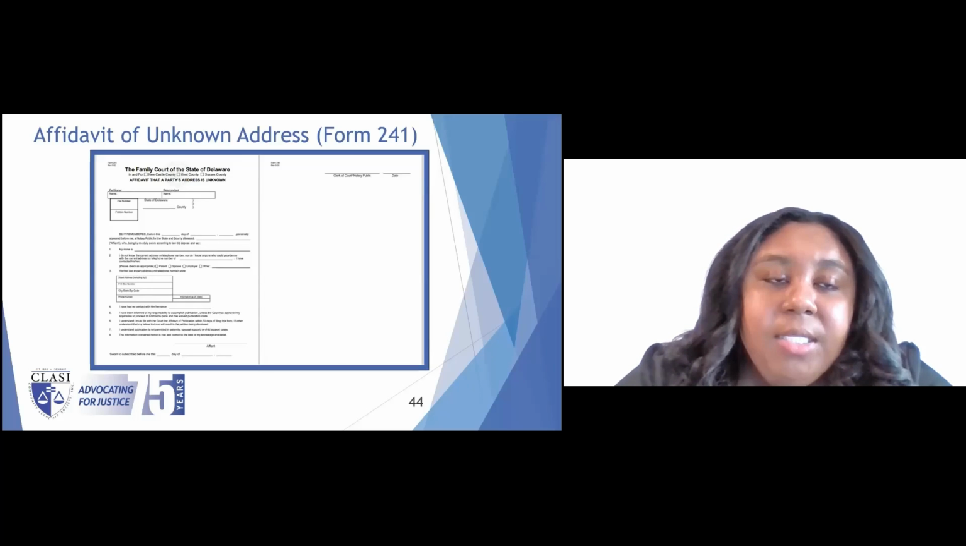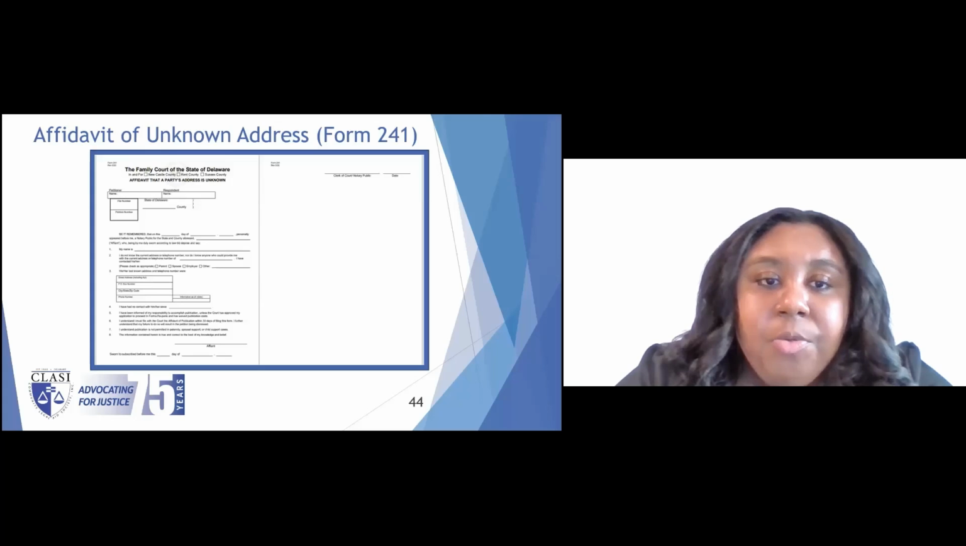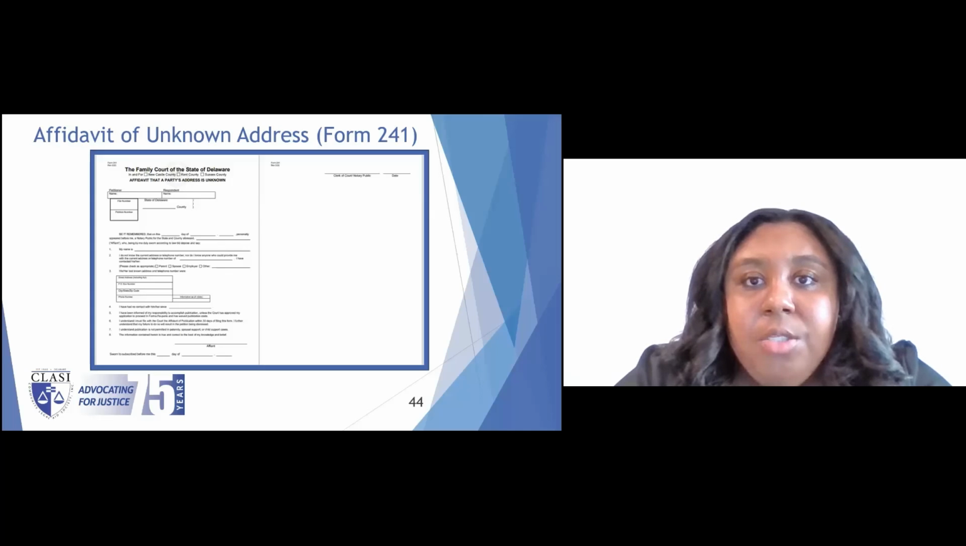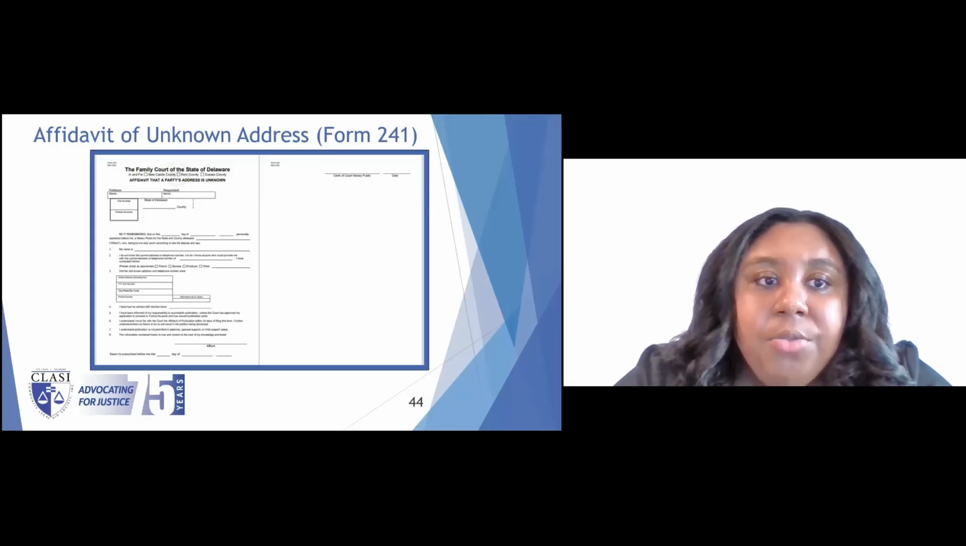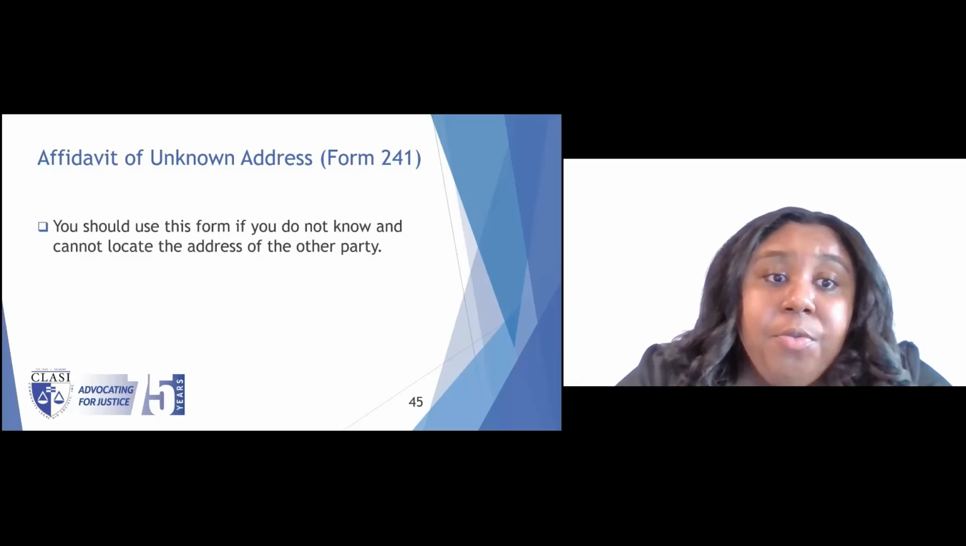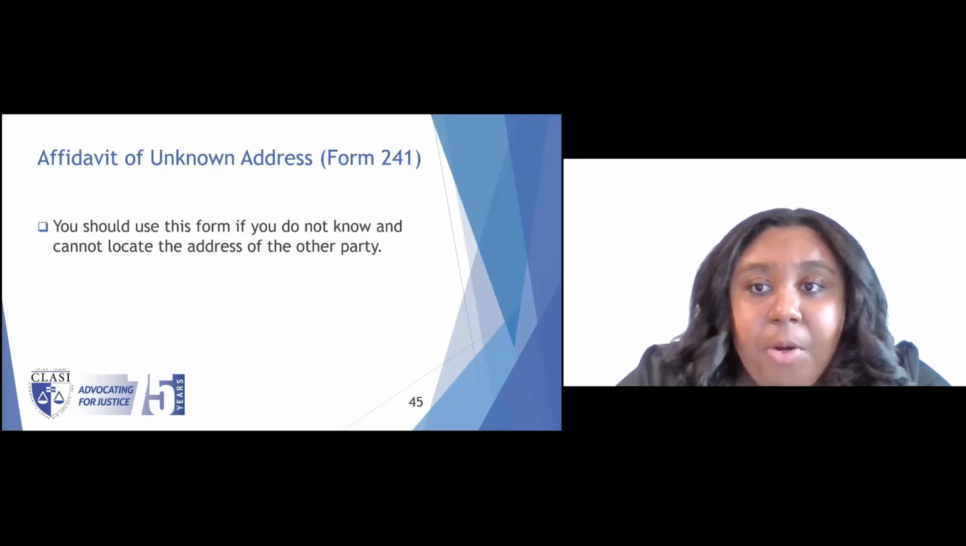We will begin discussing some of the situational forms that are used most often. The Affidavit of Unknown Address, also known as Form 241, is used to determine where a respondent lives. You should use this form if you do not know and cannot locate the address of the other party.